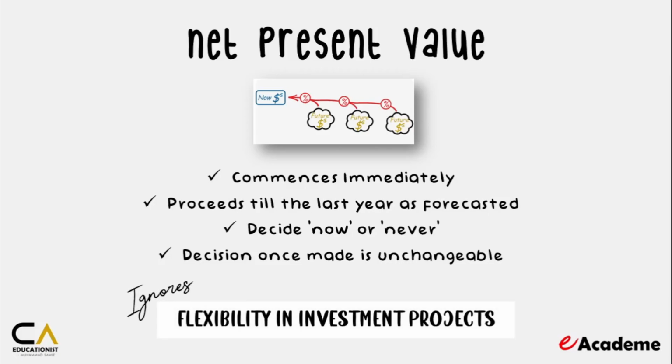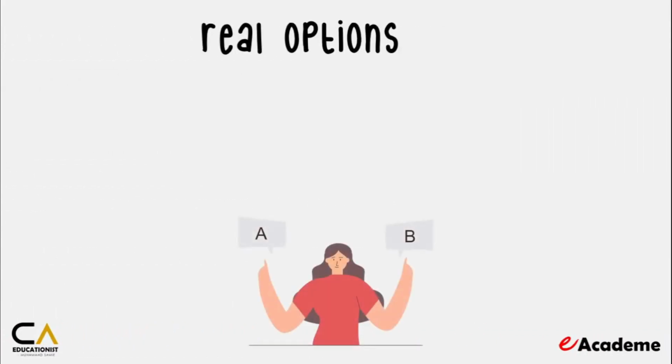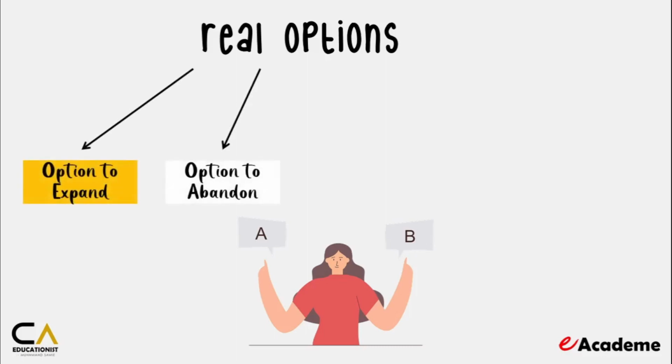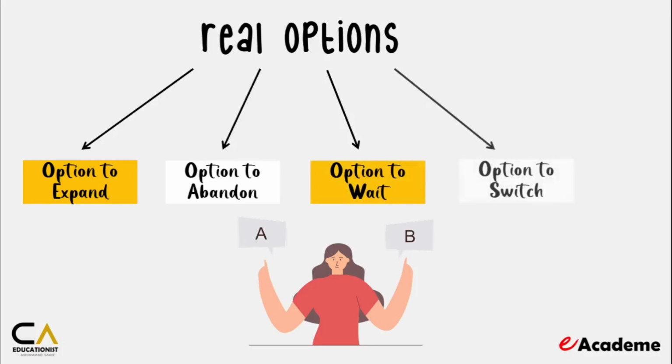It does not recognize that most investment appraisal decisions are flexible and give managers a choice of what actions to undertake. Real options are the options available with the investor in future in relation to the investment he is going to make now. Those real options are option to expand, option to abandon, option to wait, and option to switch.